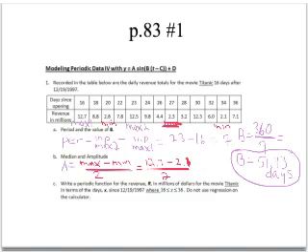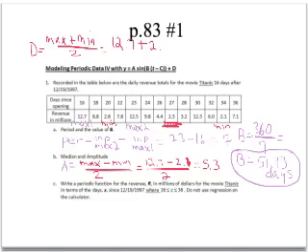And then to find D, it would be max plus min over 2, which would be 12.7 plus 2.1 over 2, which is 7.4.